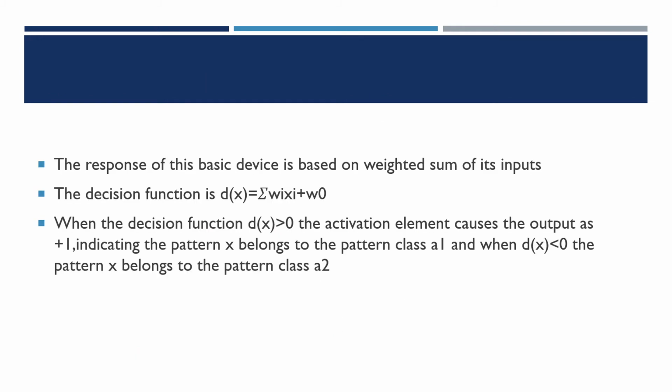Here we can see the decision function is given as d of x equals the summation of the products of the weights and the inputs, plus omega naught. If the decision function d of x is greater than 0, the activation element causes the output to be plus 1, indicating the pattern x belongs to the pattern class A1. And when d of x is less than 0, then pattern x belongs to the pattern class A2.